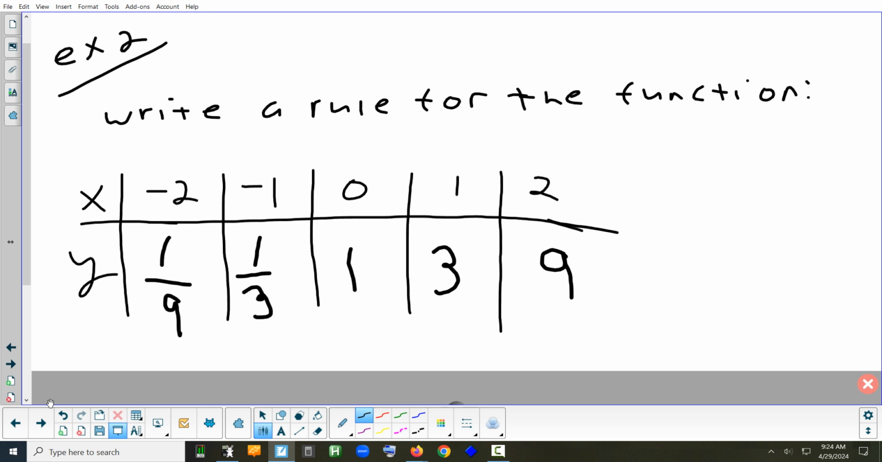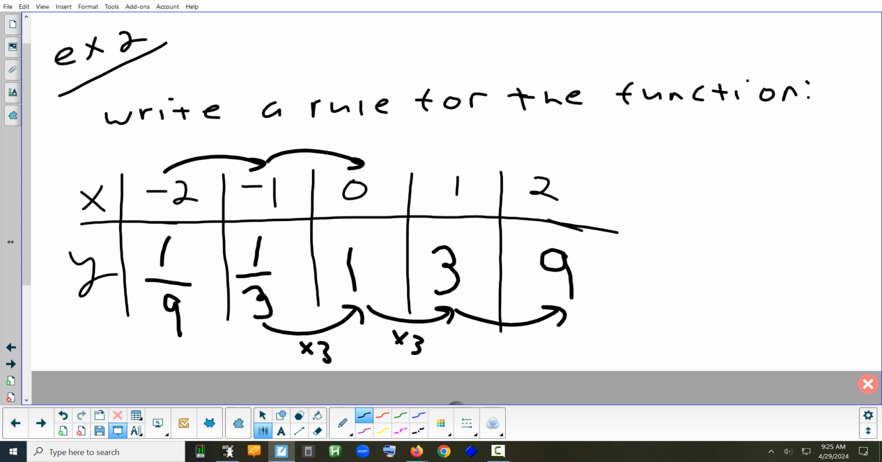Okay, so first thing in the table, check to make sure everything is set up right. Do the x's go up by 1 each time? Yeah. So that's good. Now we have to check the y's. Let's look at 1/3 and 1. What do you multiply 1/3 by to get 1? 3. Yep. What do you multiply 1 by to get 3? 3. And what do you multiply 3 by to get 9? 3. Okay.